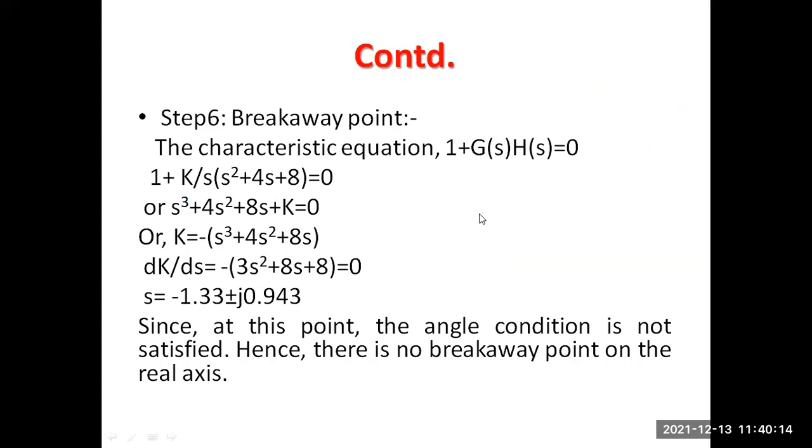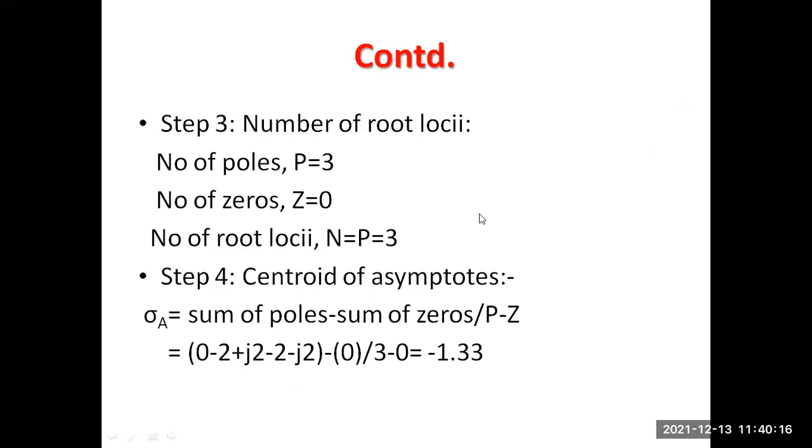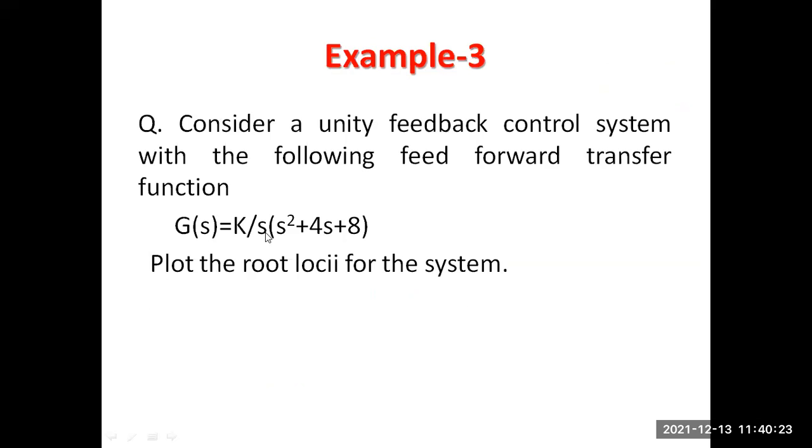Now you calculate the breakaway point. Now very, very important thing. You calculate 1 plus GSHS. You take this GS, and HS is 1. Then you simplify and you will get the characteristic equation. Finally you have to calculate dk by ds equal to 0, and from there solve for the value of S. Okay, so let us try. We will also try here and you also solve.